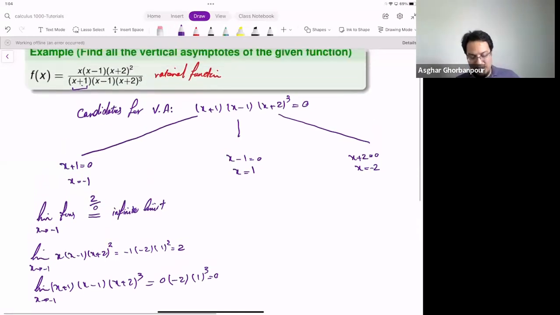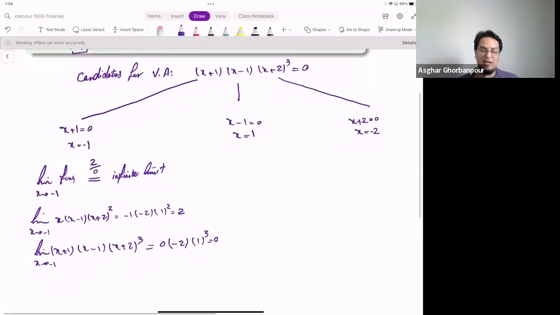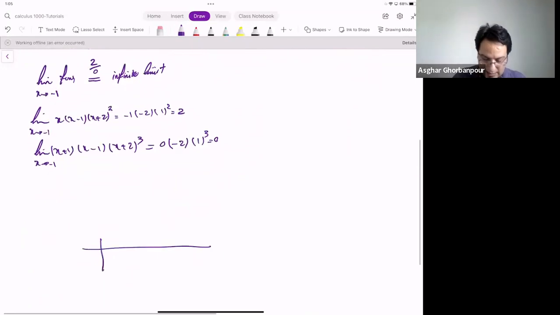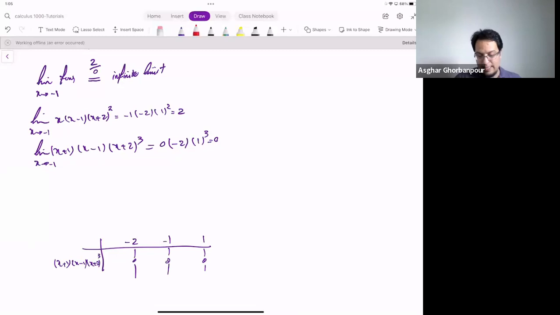Well, to find very precisely where this will be positive, where this will be negative, you have to use the sign table for the denominator. For the sign table of the denominator, I have negative two, negative one and then one. This is x plus one, x minus one, x plus two to the power three. I'm trying to show you as much as I can. And then, in this case, what will happen is that it will alternate. The sign, as you pass zero, it will change. Not always, this is not true always. You have to be very careful.